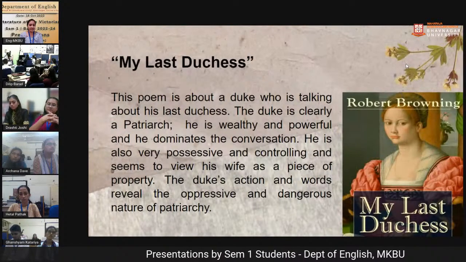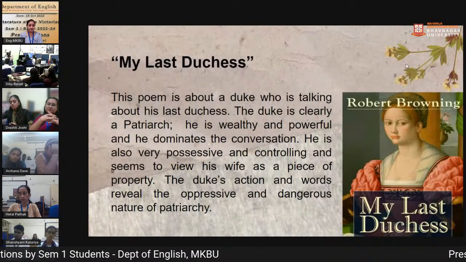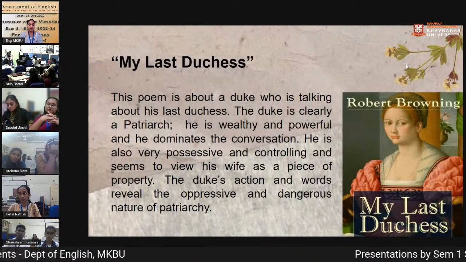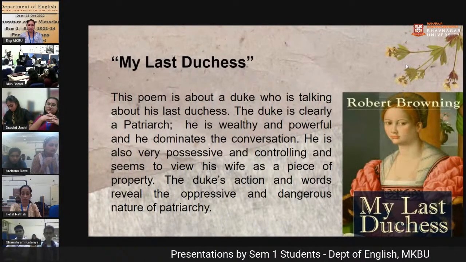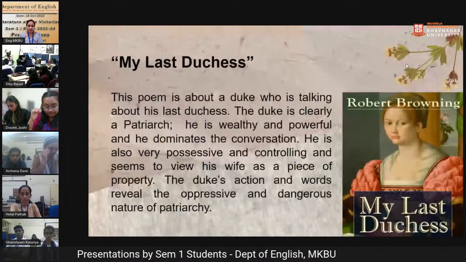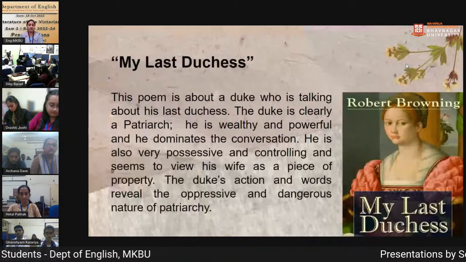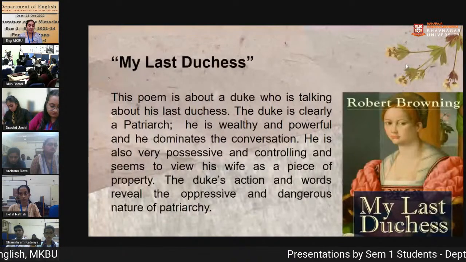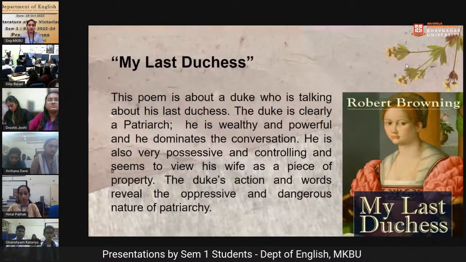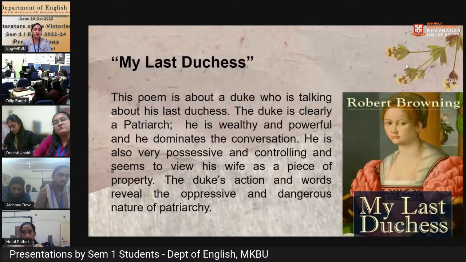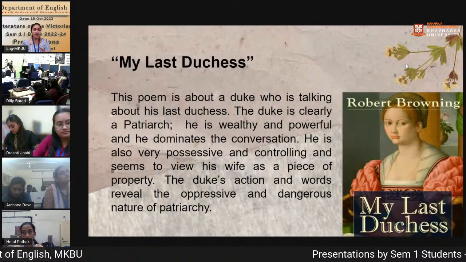He is wealthy and powerful, and he dominates the conversation. He is also very possessive and controlling, and seems to view his wife as a piece of property. The Duke's actions and words reveal the oppressive and dangerous nature of patriarchy. In this poem, the man, whose title is Duke, is somewhat of a crazy person who wants to kill his wife because she is more powerful than him.